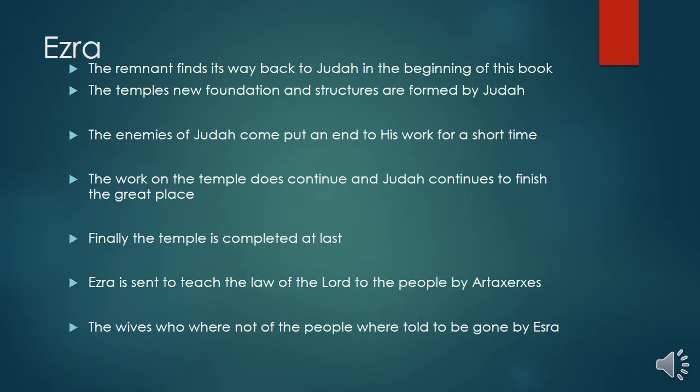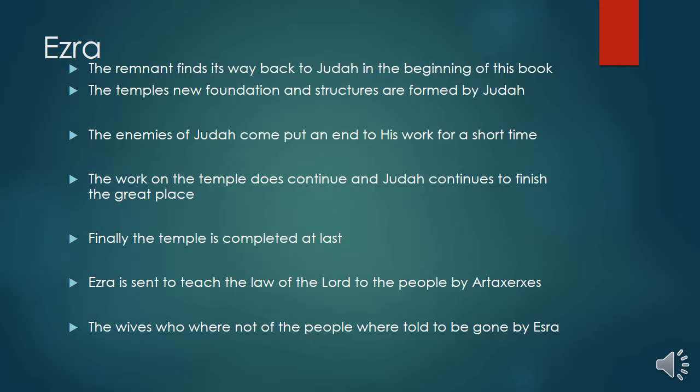Moving on then to the book of Ezra. So the remnant finds its way back to Judah in the beginning of this book. The temple's new foundation and structures are formed by Judah. The enemies of Judah come put an end to his work for a short time. These enemies rise up and stop his work. But the work on the temple does continue, and Judah continues to finish this great place. Finally, the temple is completed at long last, even despite the setbacks and the delays.